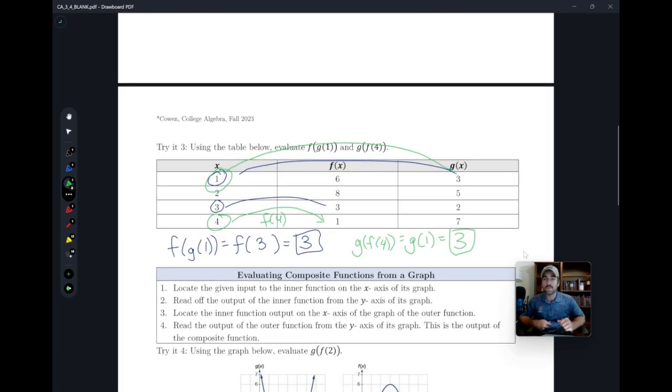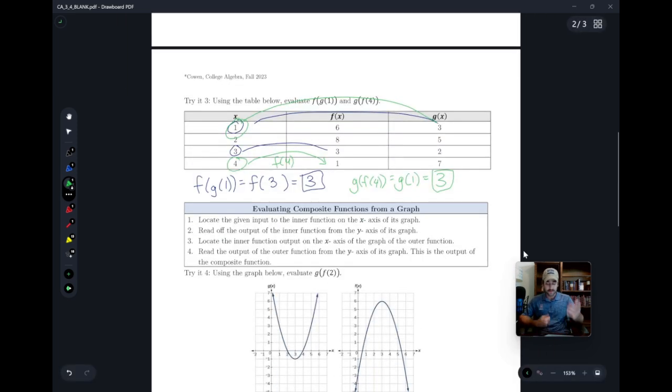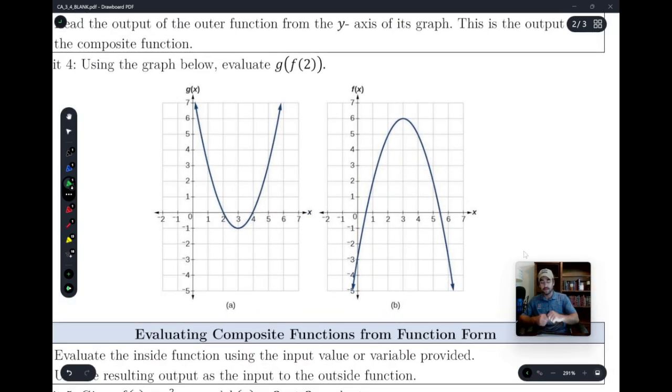When you're given a table, you can do the same thing with a graph if you have one, by just plotting points on the graph and realizing a graph is just a table with a line drawn through it, and you can get your x and your y points. Oh, and that's what we'll probably do right here. We'll just do it real quick.